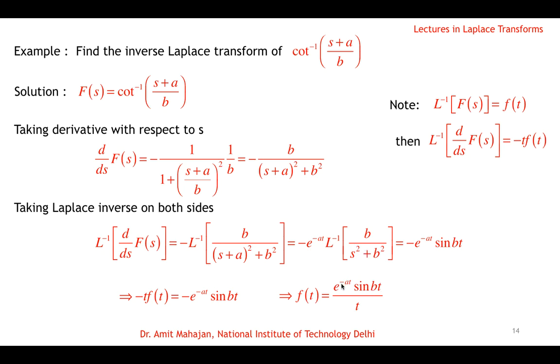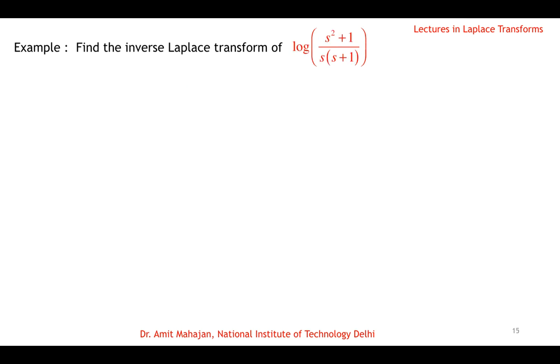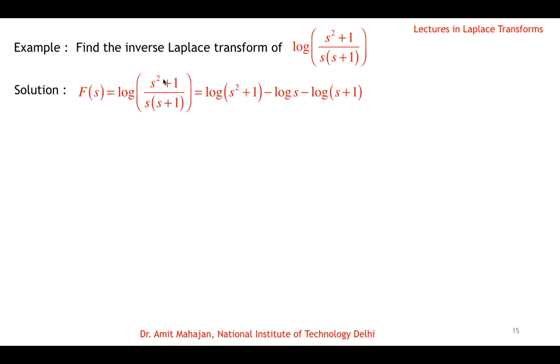So this can be done for functions for which the inverse cannot be directly found. Similarly for logarithmic functions, say I take one more example here. Find the Laplace inverse transform of log of (s square plus 1) over s into (s plus 1). We do not have any rule directly, but if I take the derivative of this, then the logarithm will go off. So I can just rewrite this first. Say F(s) is log of this, and log of m over n is log m minus log n, and the denominator is a product, so it becomes a sum.